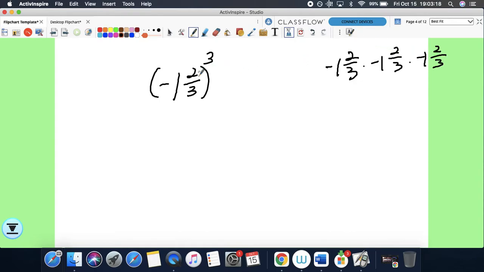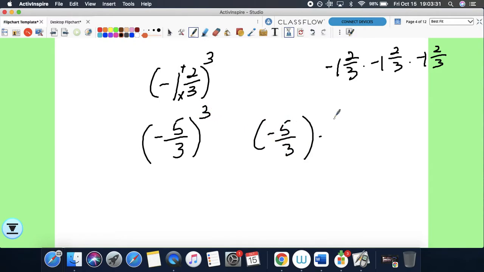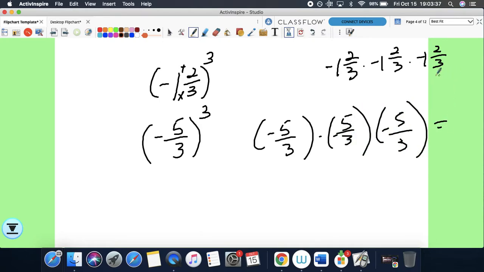The problem is, you want to change it to an improper fraction. So 3 times 1 is 3, plus 2, so this is the same thing as 5/3, which is a little bit better. Times -5/3 times -5/3, right? Much easier to multiply. There's nothing to simplify, so it's going to be a negative answer. 3 times 3 times 3 is 27. 5 times 5 is 25, times another 5 is 125.